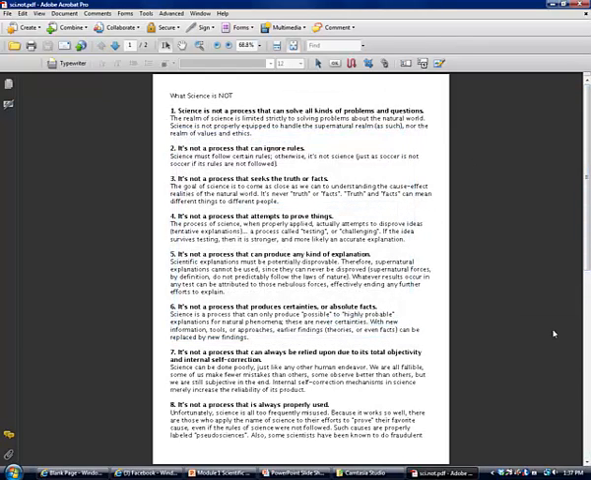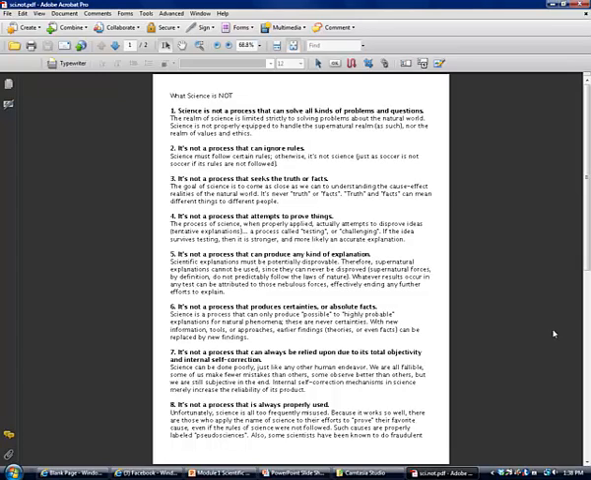Right, science is not a process that can solve all kinds of problems. Science is not a process that ignores rules, because we know we have to follow the rules. We have to follow a process that seeks truth. But that truth is not an absolute truth. It's not an absolute fact, because different facts, different truths mean different things to people.